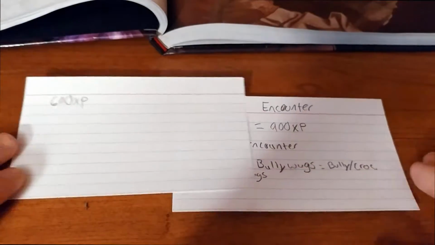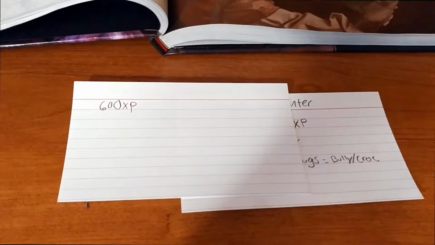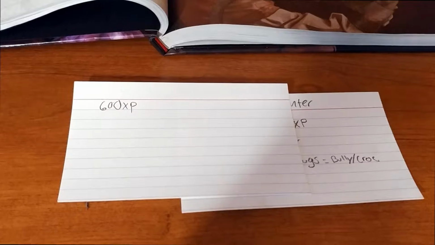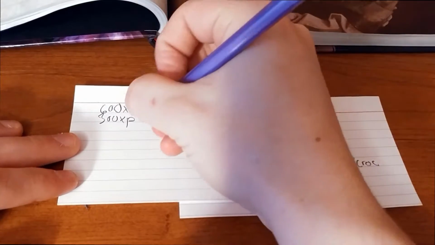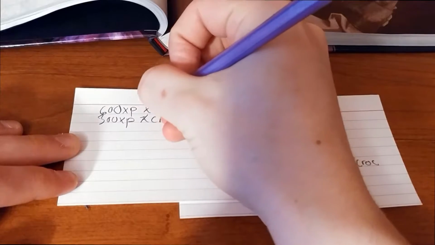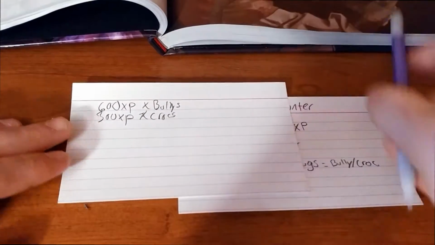And if you know crocodiles, crocodiles are a little bit tougher than bullywugs, and they are worth 100 XP each. And since there are 2 of them, you multiply those by 1.5, as shown in the encounter multiplier chart that I showed you previously. So 100 plus 100 is 200, because there are 2 crocs, so 200 times 1.5 would make it 300. So 300 XP worth of crocodiles. Crocs. Bullies. Call them crocs and bullies.